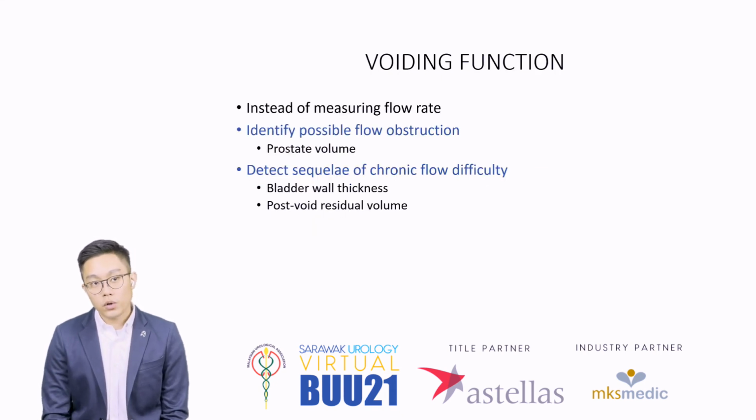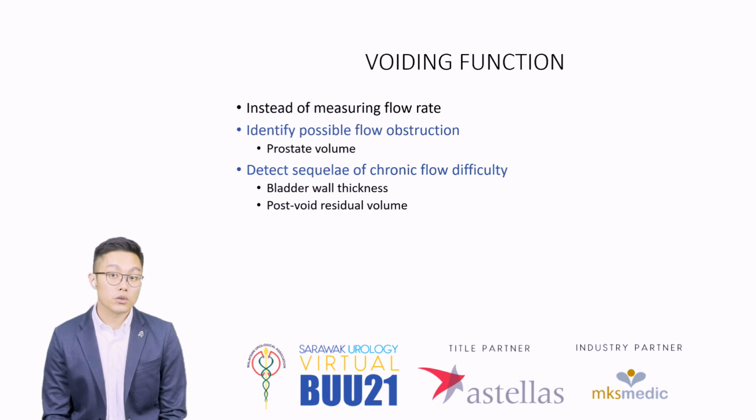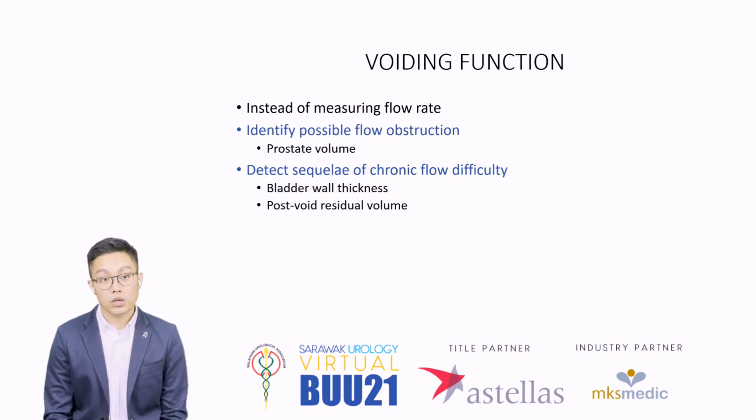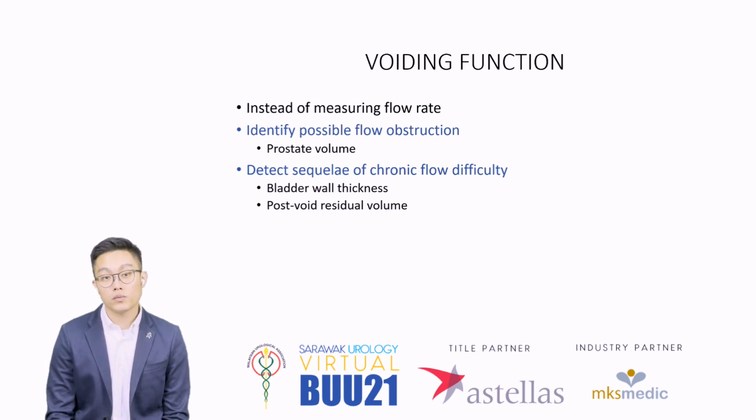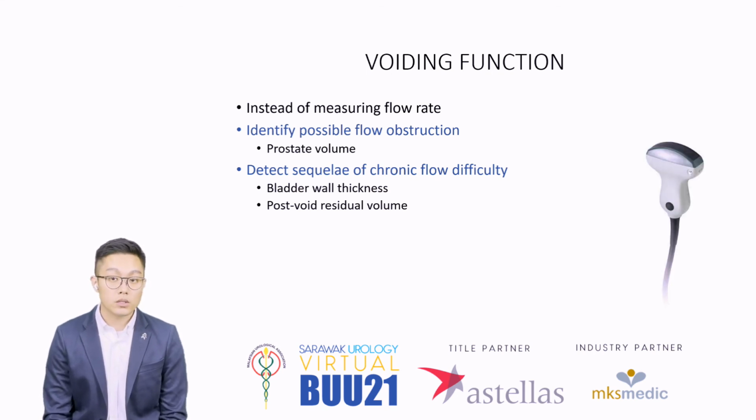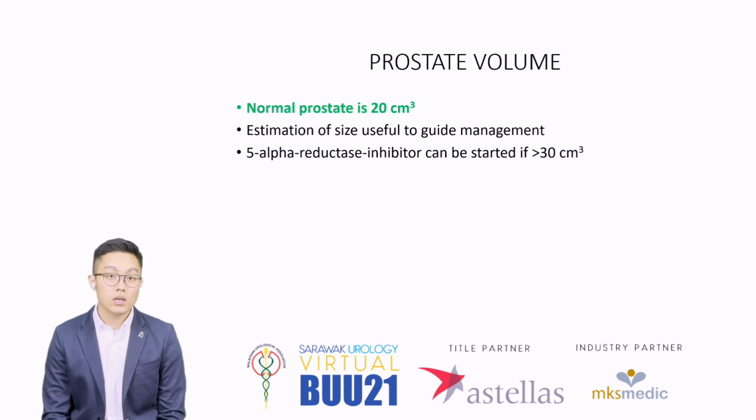What about instead of measuring flow rate, we try to identify the possible causes of obstruction, such as an enlarged prostate, or detect the sequelae of a chronic flow difficulty, such as measuring the bladder wall thickness or the post-void residual volume. These are all possible with just an ultrasound. So if you have an ultrasound in the clinic, it's really easy.